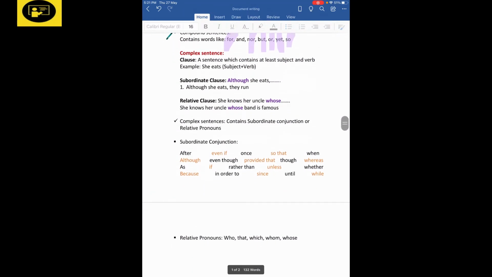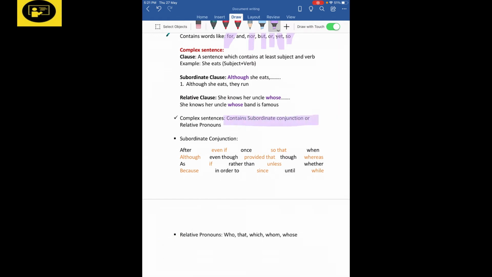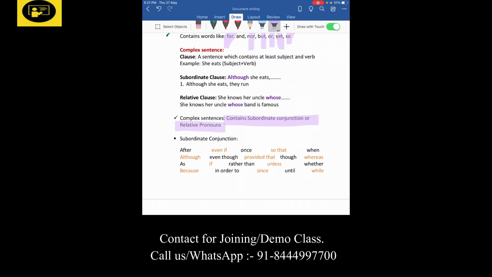Alright, now moving ahead towards the complex sentence. What is a complex sentence? A complex sentence contains subordinate conjunction or relative pronouns. What are the subordinate conjunctions? The words like after, even if, once, so that, when, although, even though, provided that, though, where as, if, rather than, unless, whether, because, in order to, since, until, while. These are the examples of a subordinate conjunction.